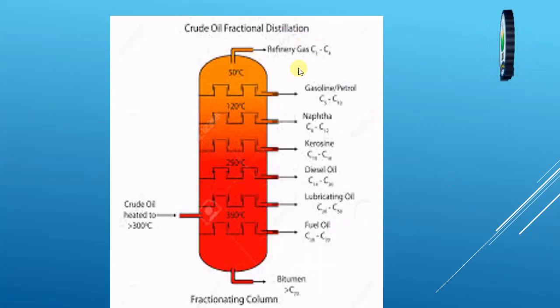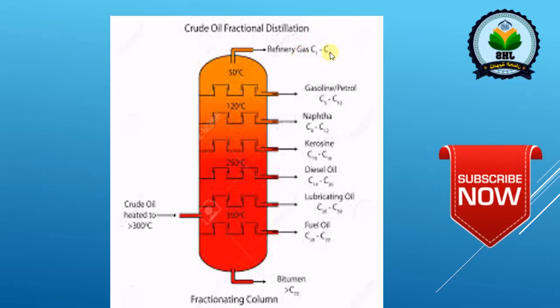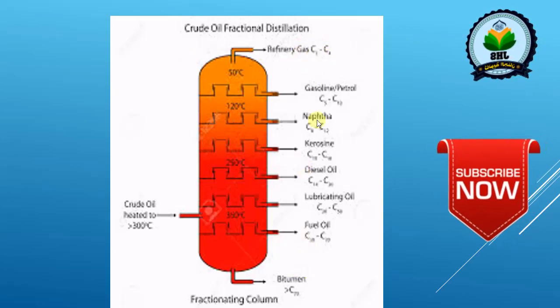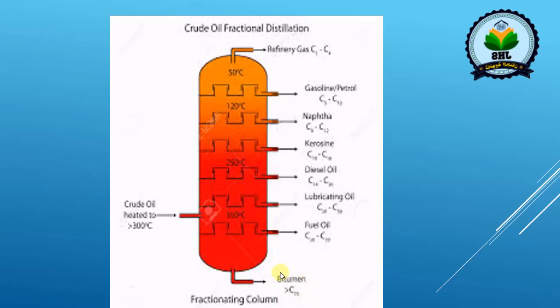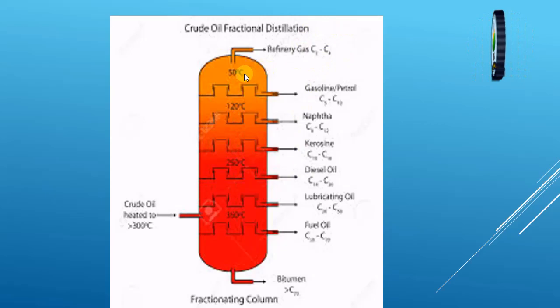This is the same picture, but in this one I mention the number of carbons for each fraction. At the top of the fractional distillation, we have a lower number of carbons, from carbon number 1 to carbon number 4, while at the bottom, where the heavy products are found, it is greater than carbon 79. As the number of carbons increases, temperature increases. As the number of carbons decreases, temperature decreases.